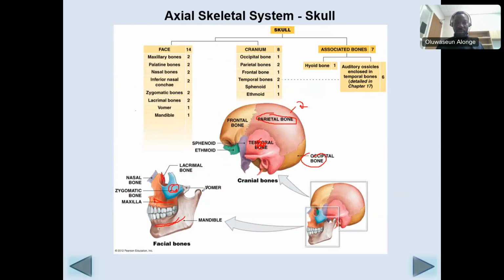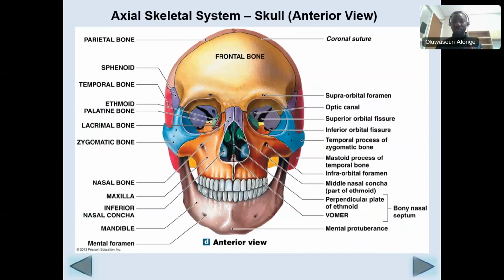Then you have the vomer, which works with the perpendicular plate, the septum, to divide the nostrils. You have the mandible as well. All right. So those are the major bones that we have that make the skull, the cranium, and the bones of the face.